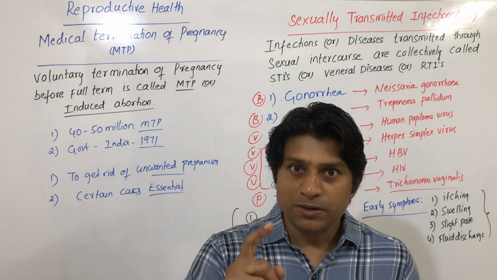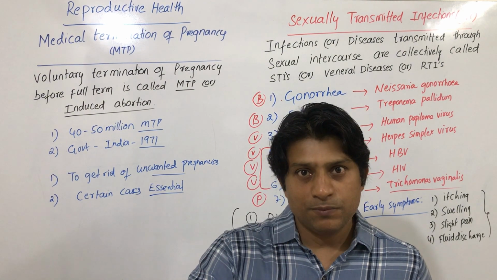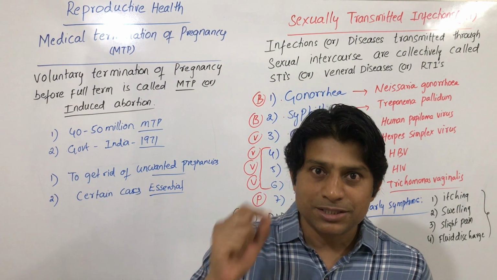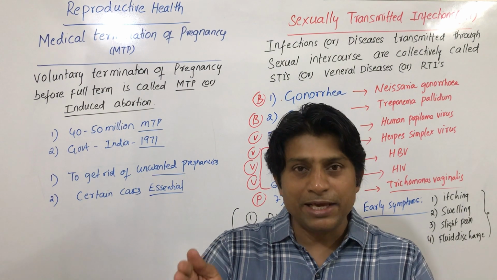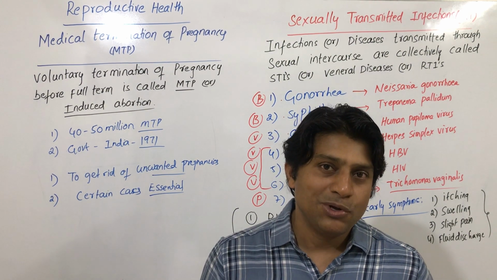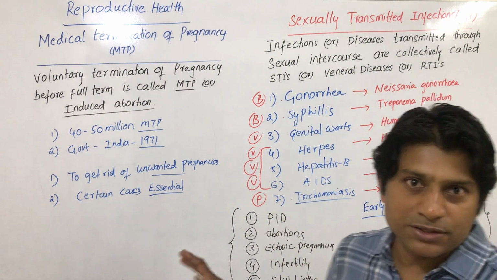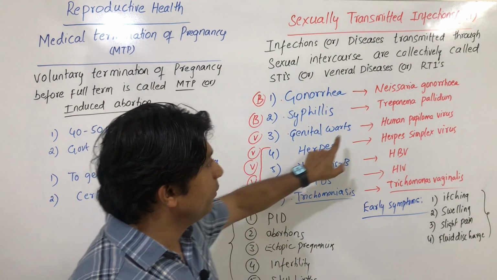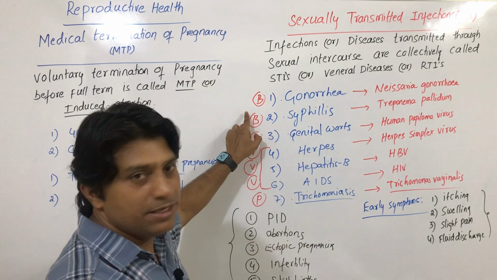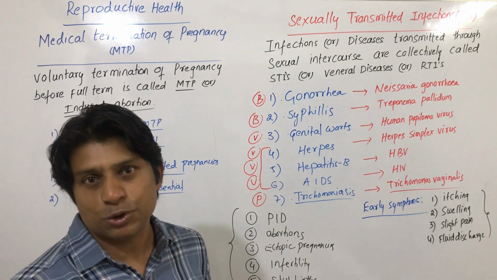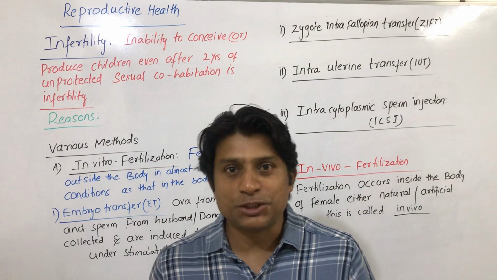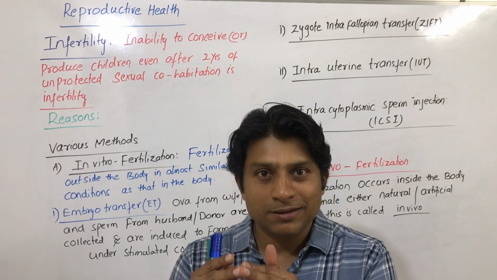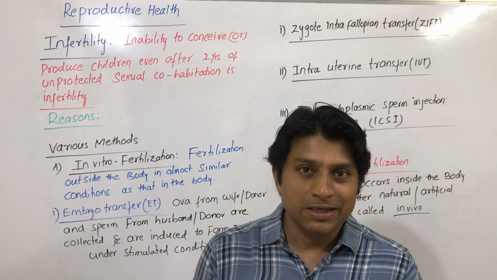So as a result, prevention or cure of these diseases is a primary concern in reproductive healthcare programs. These are STIs, or sexually transmitted infections. The thing is that you have to remember the names with the causative agent, which is bacterial, which is viral, which is protozoan.